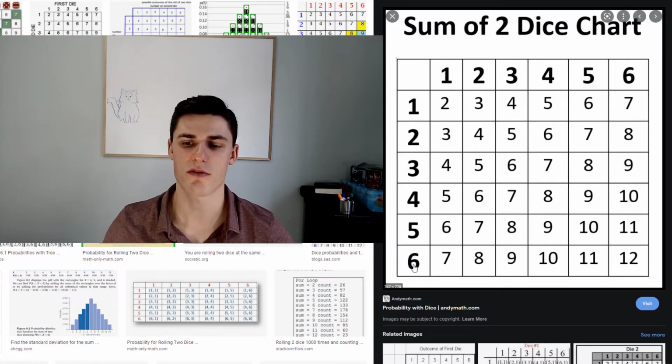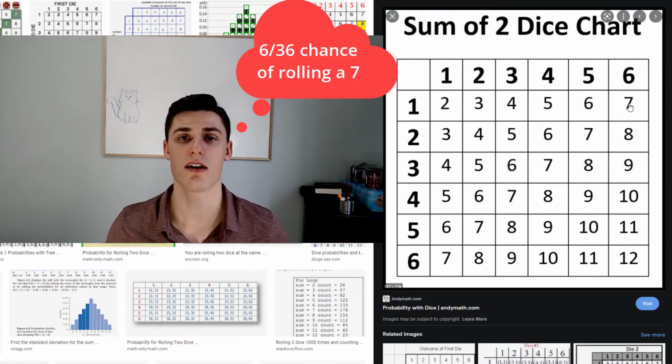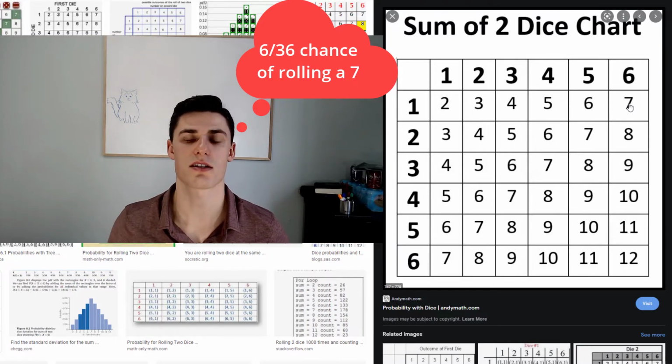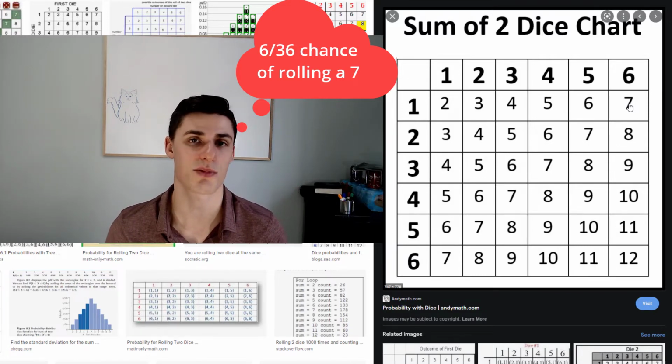And the sum of these two numbers, so a 6 and a 1 is 7. And it turns out that for 7, there's 1, 2, 3, 4, 5, 6 ways. So 1 over 36, there's 6 over 36 ways. So that's 1/6, and that's 0.16. So that's around 17% chance of rolling a 7.